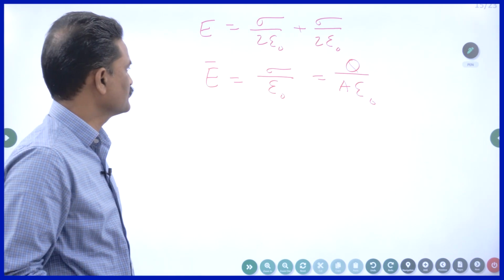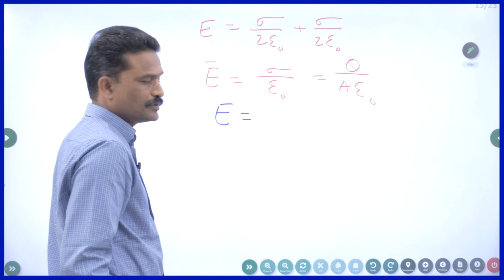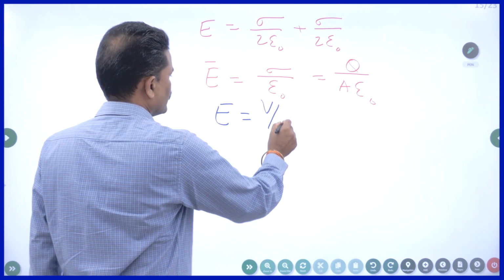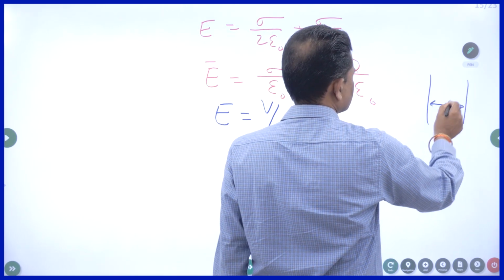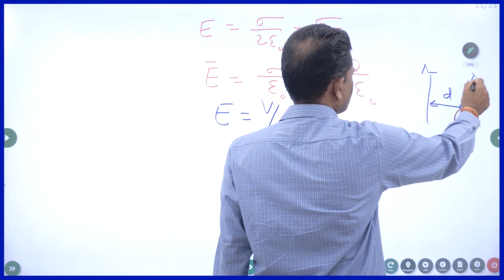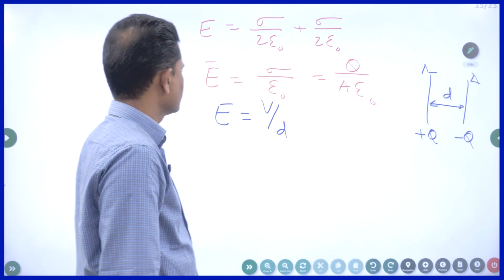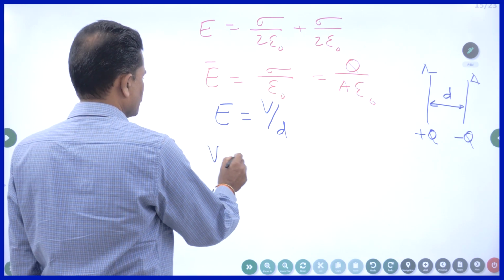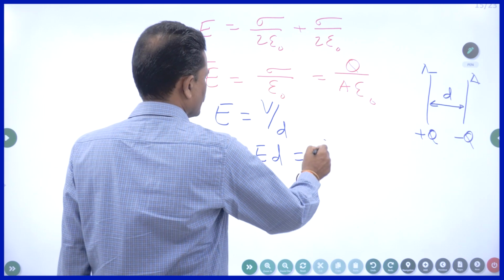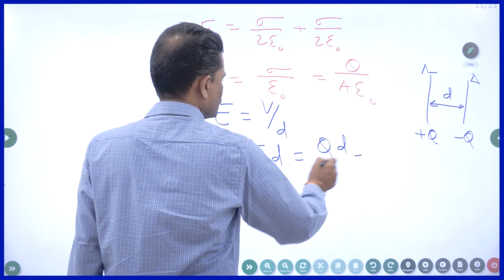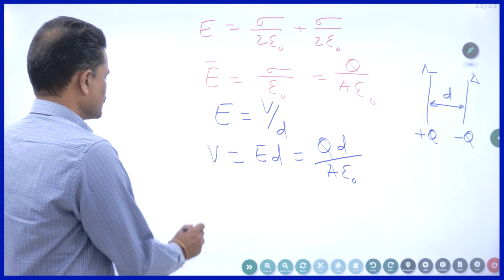Is this clear? Now, there is a relationship between E and V, where V stands for voltage. That is E is equal to V by d. What is d? d is the distance between these two plates. A is the area. Q is the charge on both the plates. So now I get V is equal to Ed. What is E? Q by A epsilon naught. So this becomes Qd by A epsilon naught.